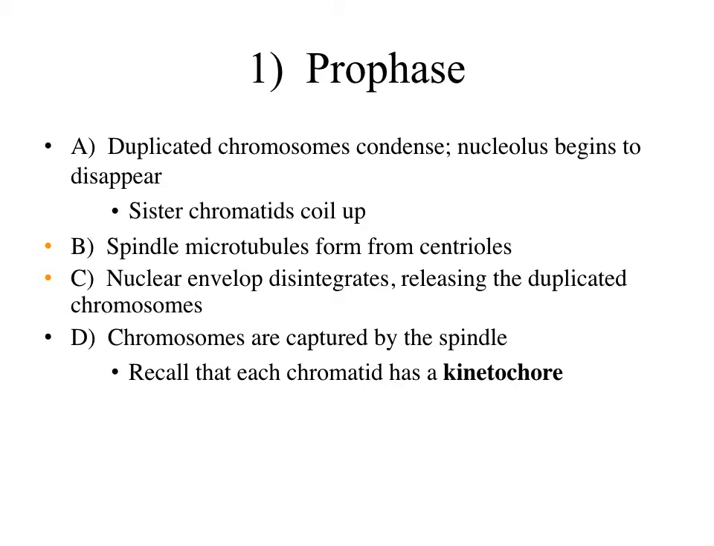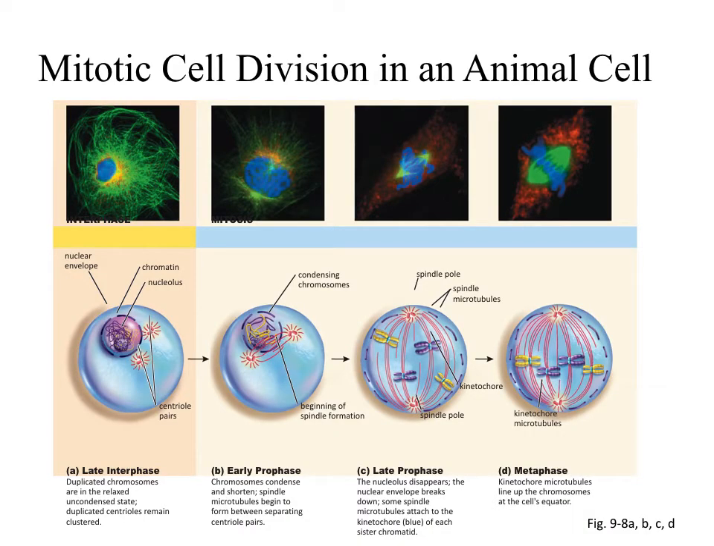Also, the nucleolus begins to disappear, if you remember, the nucleolus inside of the nucleus. And spindle microtubules, spindle fibers, begin to form from the centrioles. The nuclear envelope also begins to disintegrate. Not the plasma membrane, but just the nuclear envelope. So the nucleolus disappears, the nuclear envelope disappears, and now the chromosomes are free to float around in the cell. And finally, the chromosomes are captured by the spindle.